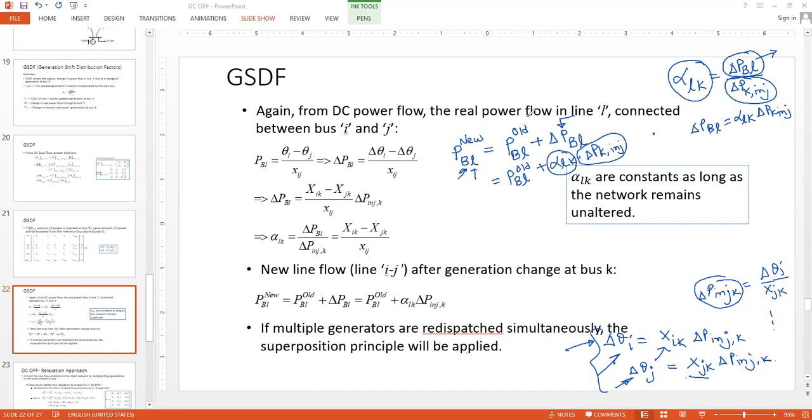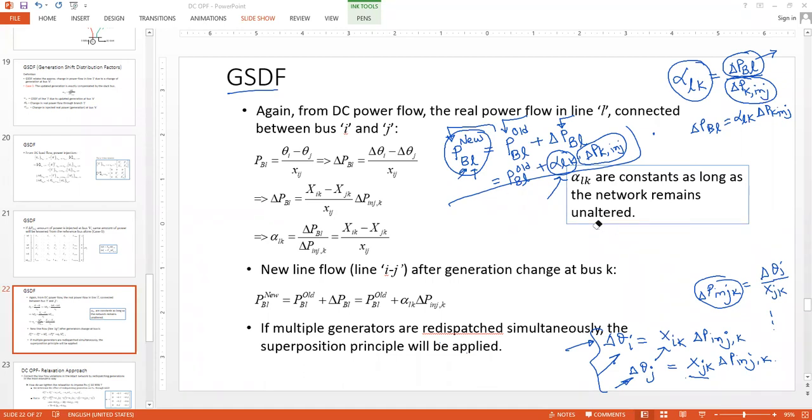That will help us to update the old line flow and thus reach the value of the new line flow. So this is the essence, or the necessity, of GSDF, or the application of GSDF. We may also say it is the application of GSDF in updating the line flow using the DC power flow calculation in the DC OPF problem. Okay, so this is how we are going to do it.